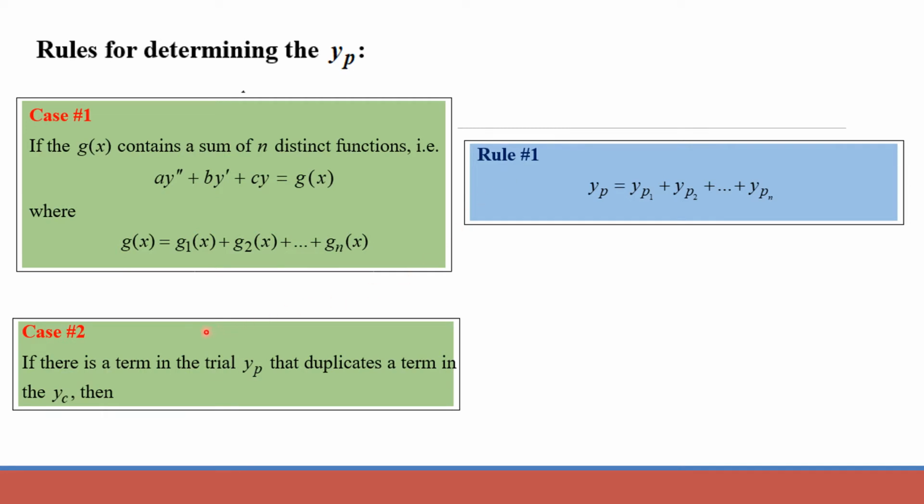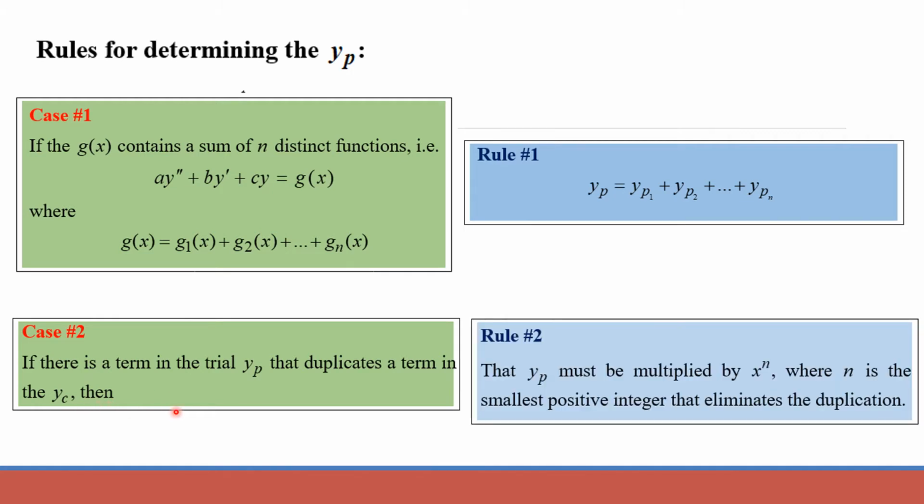Case number 2. If there is a term in the trial yp that duplicates a term in the yc, then what should we do to find the yp? That yp must be multiplied by x to the n, where n is the smallest positive integer that eliminates the duplication. So what it means is this, you have to check whether there's any duplication of the trial yp with the yc, and if there is a duplication, you need to multiply that yp by x to the power 1.